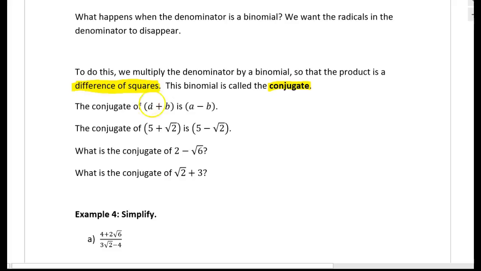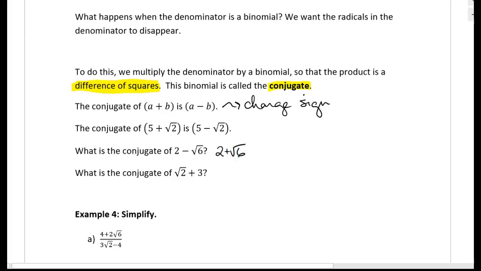So the conjugate of a plus b is a minus b. So all you do is change your sign. So the conjugate of 5 plus root 2 is 5 minus root 2. So what's the conjugate of 2 minus root 6? That's going to be 2 plus root 6.